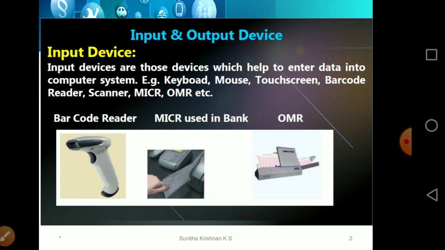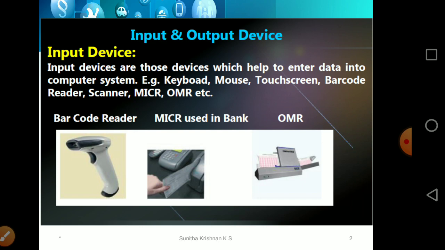See, on seeing keyboard, mouse, touch screen, barcode reader, etc., you'll be able to understand whether it is an input or output. But MICR, OMR, etc. can also be asked as the devices. So MICR is the device you can see in the middle. It is magnetic ink character recognition. So magnetic ink character recognition devices. This is also an input device.